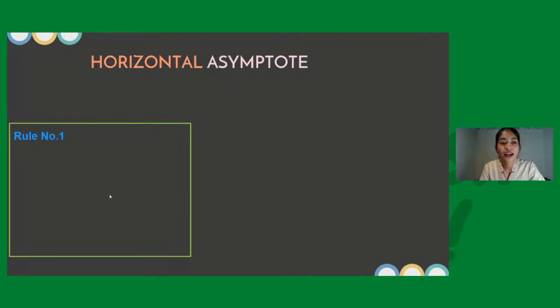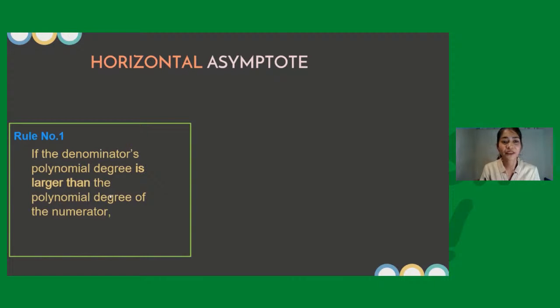Okay, so for the horizontal asymptote, we have to apply the following rule when we are looking for the horizontal asymptote. You have to take note of this, guys. Get your pens and papers. Okay, rule number 1. If the denominator's polynomial degree is larger than the polynomial degree of the numerator, the value of the horizontal asymptote will be y is equal to 0.